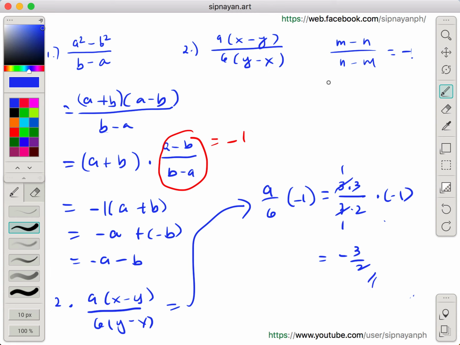Okay, yan yung special case na sinasabi natin. Dapat alam nyo paano i-simplify kasi kadalasan yung mga estudyante lutong ito dyan pag magkabaliktad. Okay, so that's it.